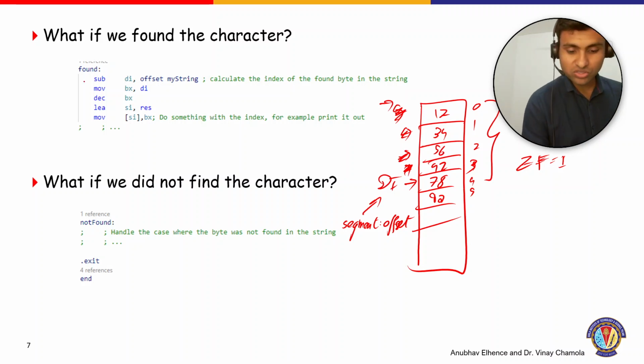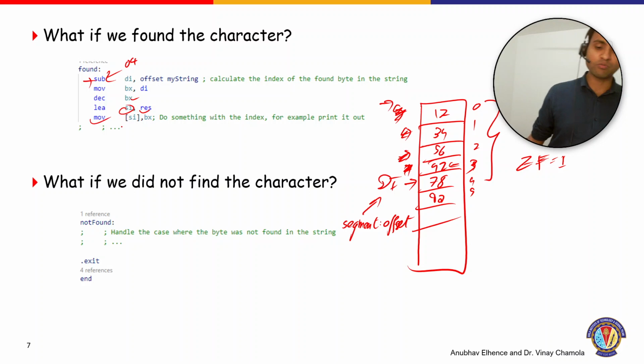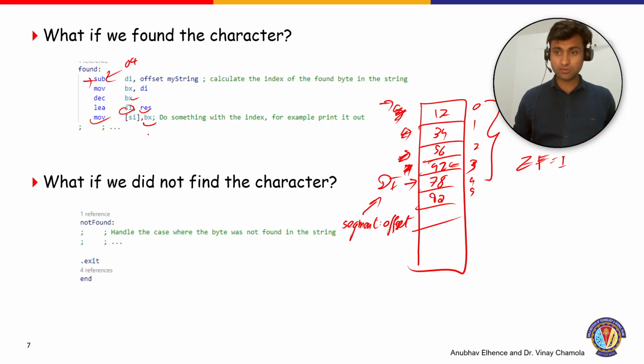So this is what this first instruction is doing, that it is subtracting from di this offset of my string, and what you'll get stored after execution of this is 04, and that you move into the bx register. So bx, and then you decrement the bx so that it actually points to this index, and you load the effective address of the memory location to source index, and you do this move operation. Simply move si, the memory location pointed by si, and what you move into that location, your bx.